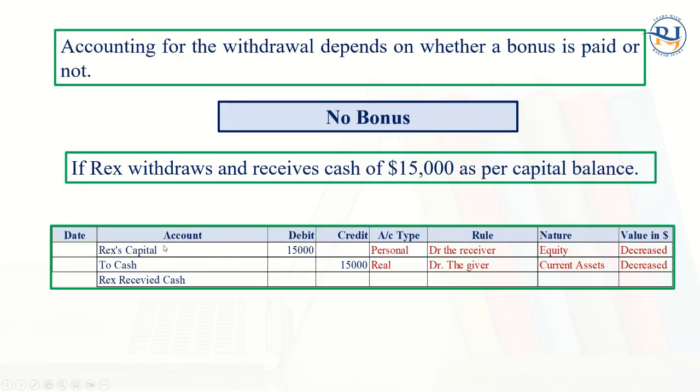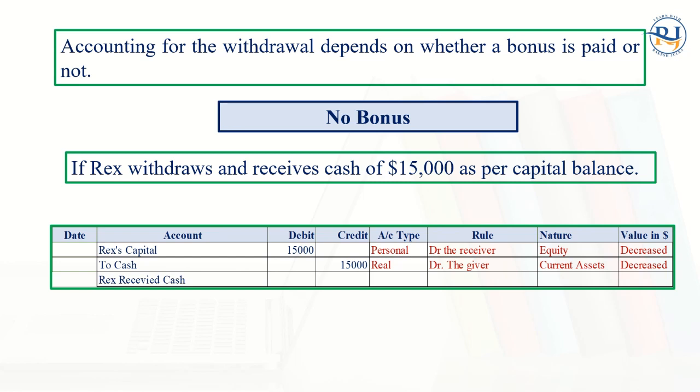Now in this case, accounting for the withdrawal depends on whether a bonus is paid or not. Sometimes one partner is going. In this case, if there is no bonus, it means whatever amount was showing in the balance sheet, the Rex capital was $15,000, and Rex is saying, okay, I want $15,000 only, that's it. I don't want anything else. Neither do I want more nor less. I want exactly the same thing.